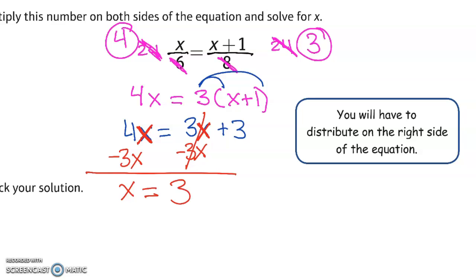Is there anything else I need to do in order to solve this? No, but if you love your math teacher, you'd box your answer.